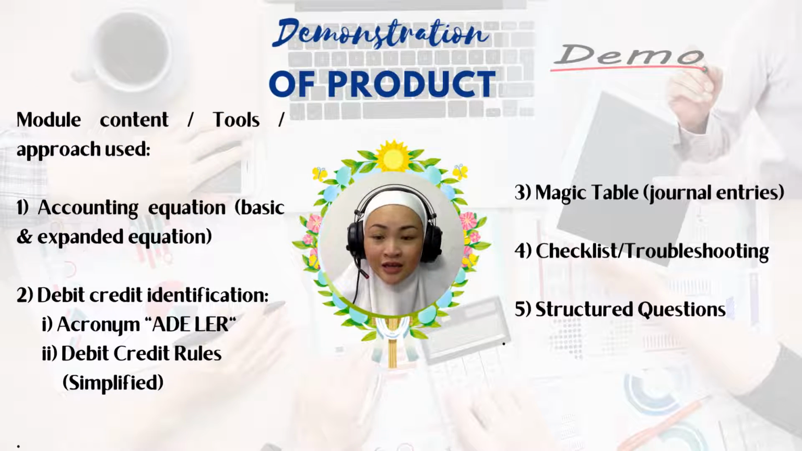Demonstration of product. For this module, we have concluded into 5 important sections. The first one is accounting equation, which is the basic and expanded equation. Number 2 is the debit credit identification. For this one, we have 2 tools: the acronym ADLER and debit credit rules simplified. Next is a magic table for journal entries identification. Number 4 is checklist or troubleshooting. And the 5th one is structured questions.